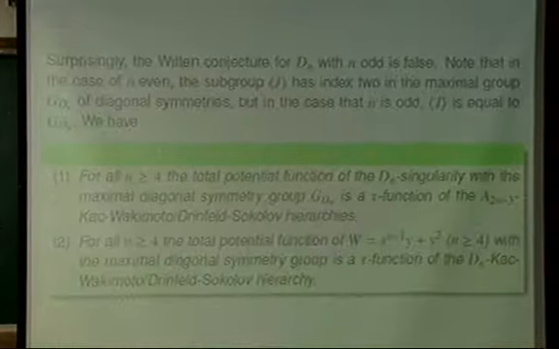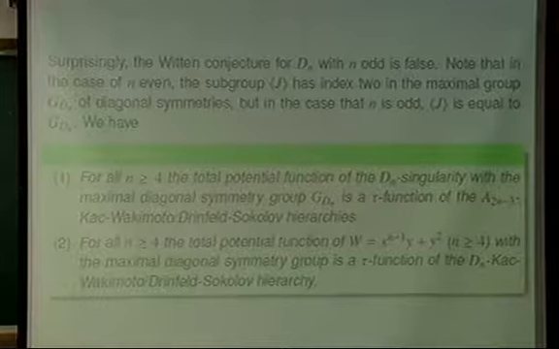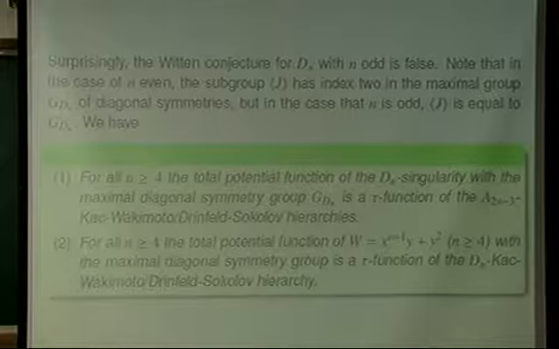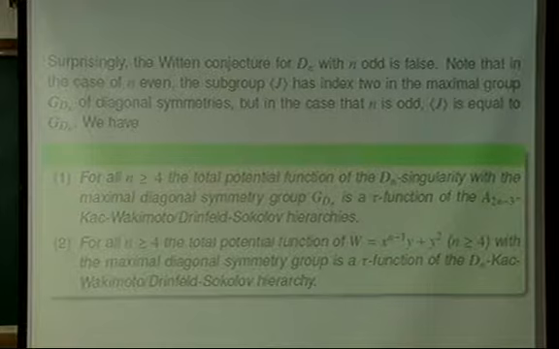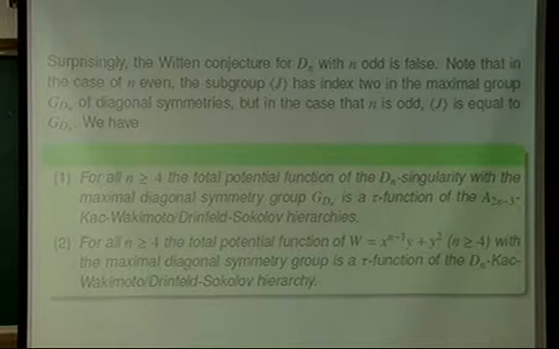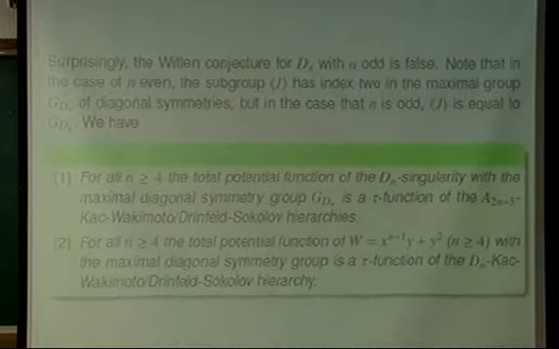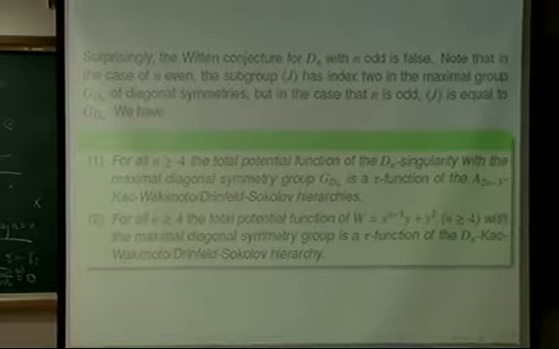But we distinguish the n even and n odd cases. On the other hand, we can consider the dual singularities of D_n. The second result says that for all n greater or equal than 4, the total potential function of the dual singularities with the maximal diagonal symmetry group is the tau function of the D_n Kac-Wakimoto Drinfeld-Sokolov hierarchy. So this is our result. Maybe I can stop here.